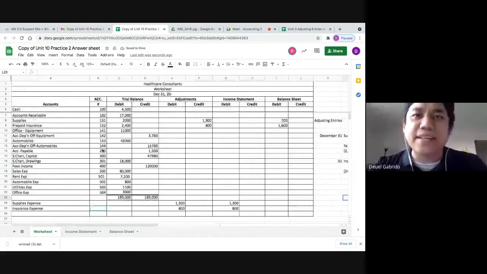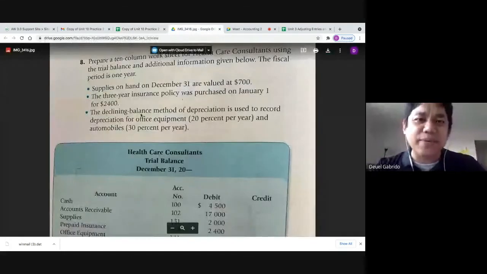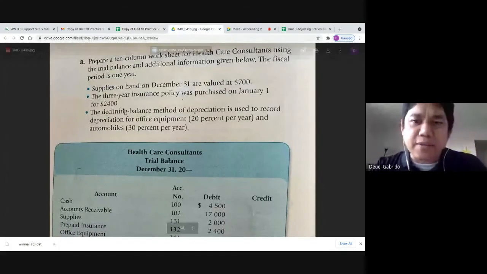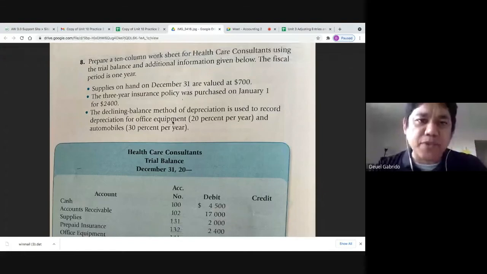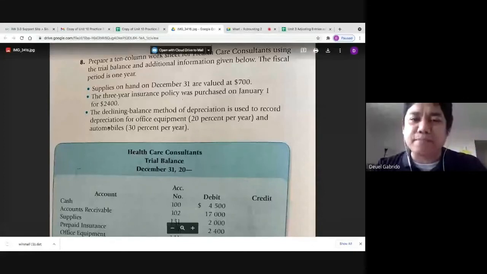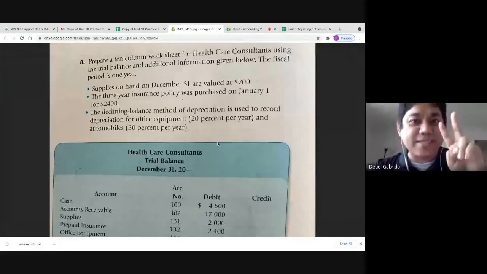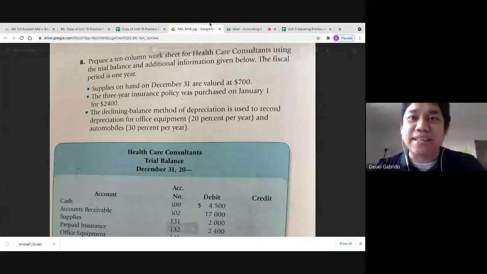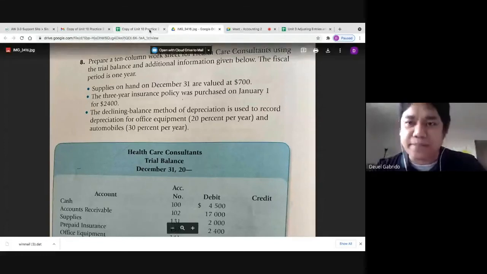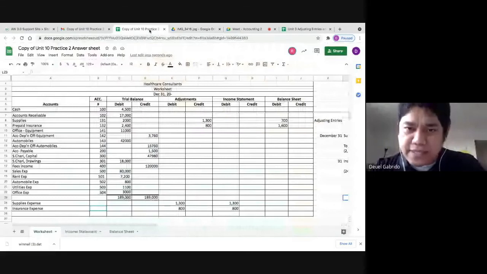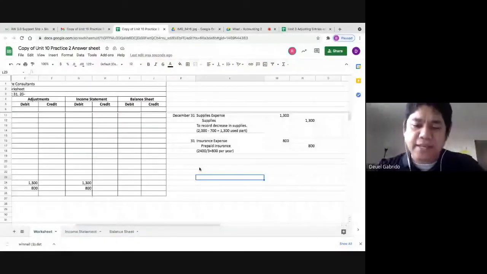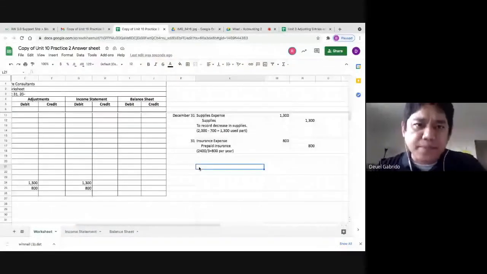Almost similar to what we did, the declining balance method of depreciation is used to record the depreciation for office equipment, 20% per year, and automobiles, 30% per year. So 2 assets need to be calculated. Let's put it here. What's the first asset called? The first asset is called office equipment. The other one is automobile.